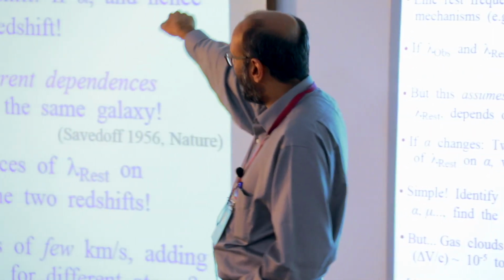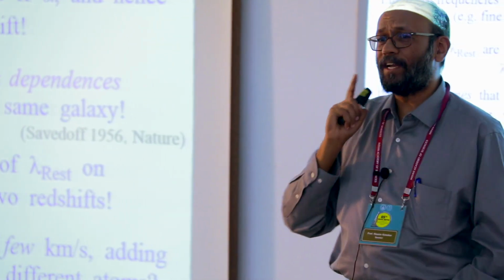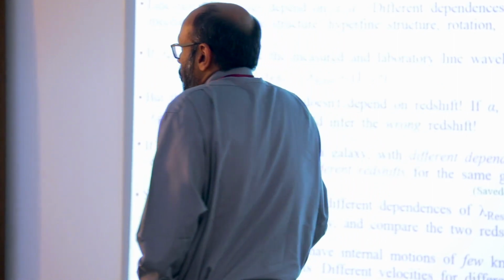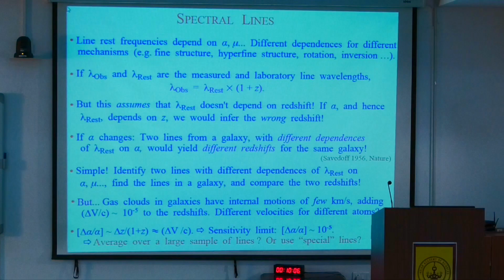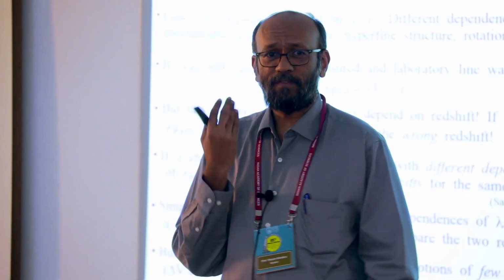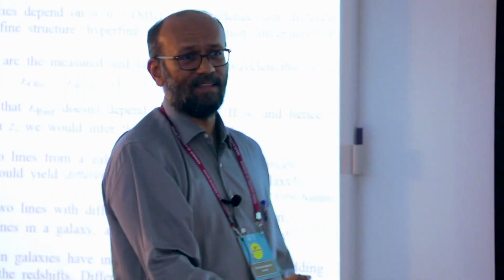So fairly simple. Now if you take a second line, you will again infer the wrong value of z, but it'll be wrong in a different way. So those two wrongs, if you like, will give you two estimates of the redshift, and you're looking to see if the redshifts match or not. So if alpha changes, two lines from a galaxy with different dependencies of lambda rest on alpha will give you different redshifts of the same galaxy. So the game is very simple. You just identify two lines with different dependencies of lambda rest on your favorite fundamental constant. You go outside, find these lines in the galaxy, you take your favorite telescope, go very deep on the galaxy, and that's it. And check.